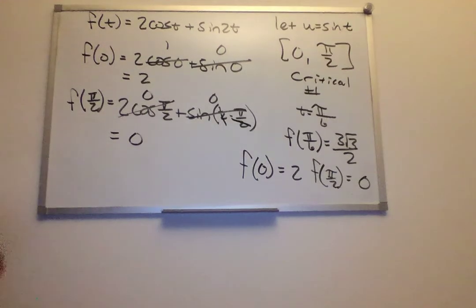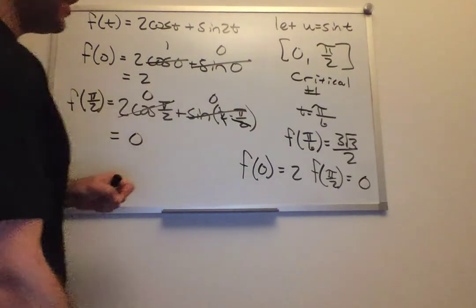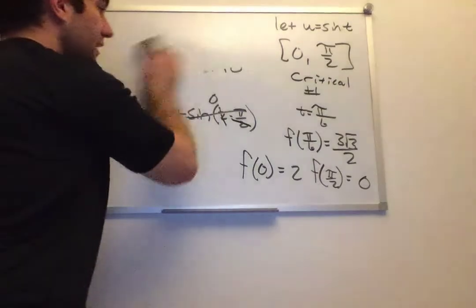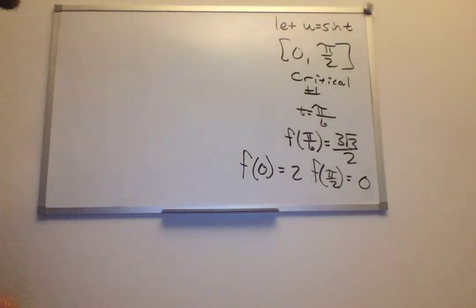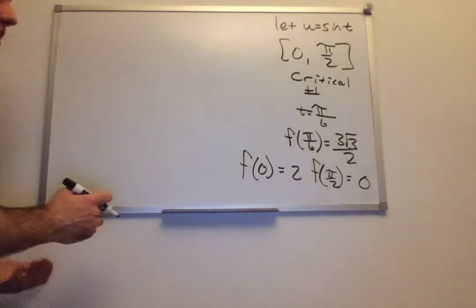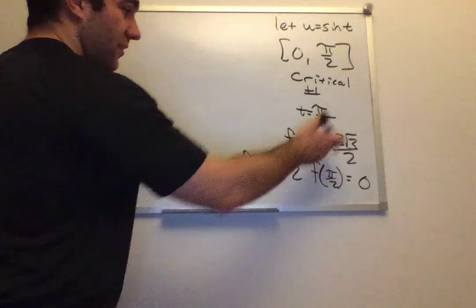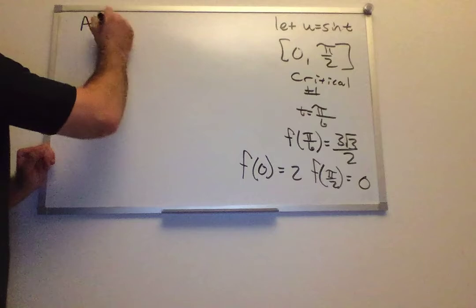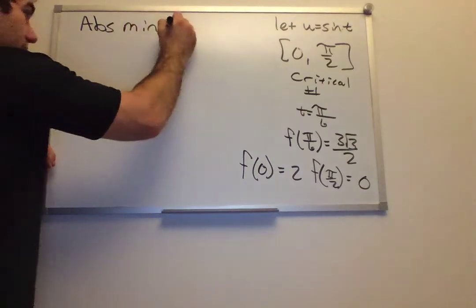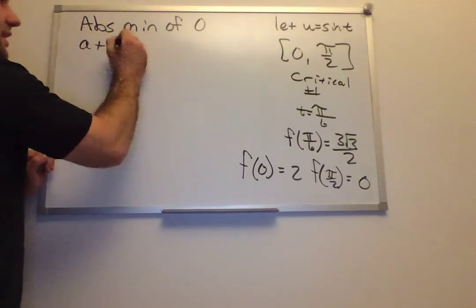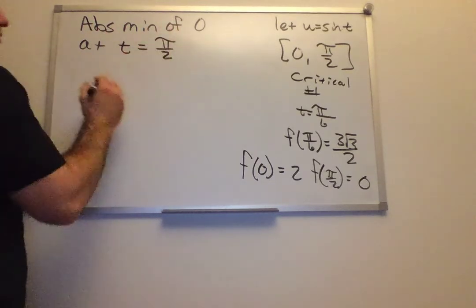Alright, so there's step 1 and step 2. Step 1, find the function values at the critical numbers. Step 2, find the function value at the endpoints. Now step 3, compare the values. If you want to see which is the smallest, obviously 0 is the smallest out of all three of these. This is positive, so we have an absolute min of 0 at t equal to pi over 2.